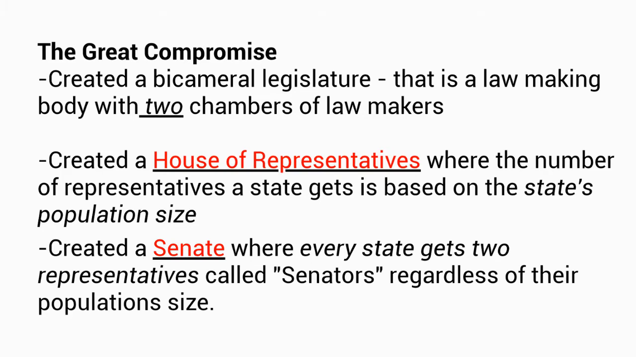With the Great Compromise, a House of Representatives was created where each state's representation is based off of its population. That means the bigger a population is in a state, the more representatives they get to elect to this House of Representatives. The Senate, on the other hand, was also created in the Great Compromise, and in the Senate, there's equal representation. Every state gets 2 senators.